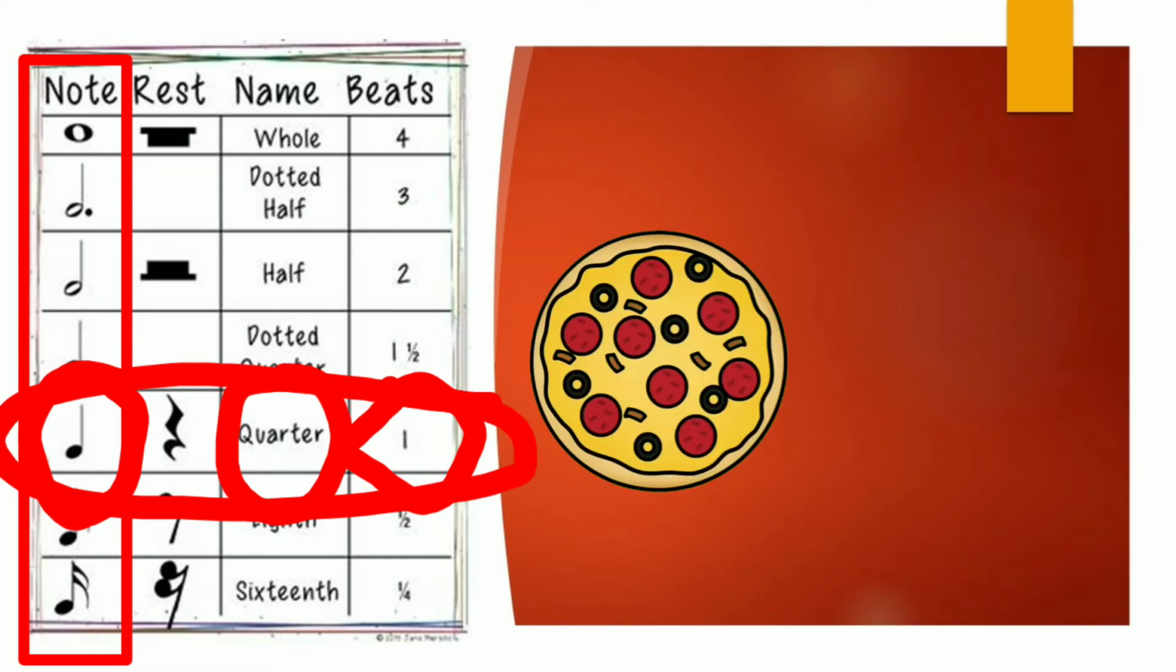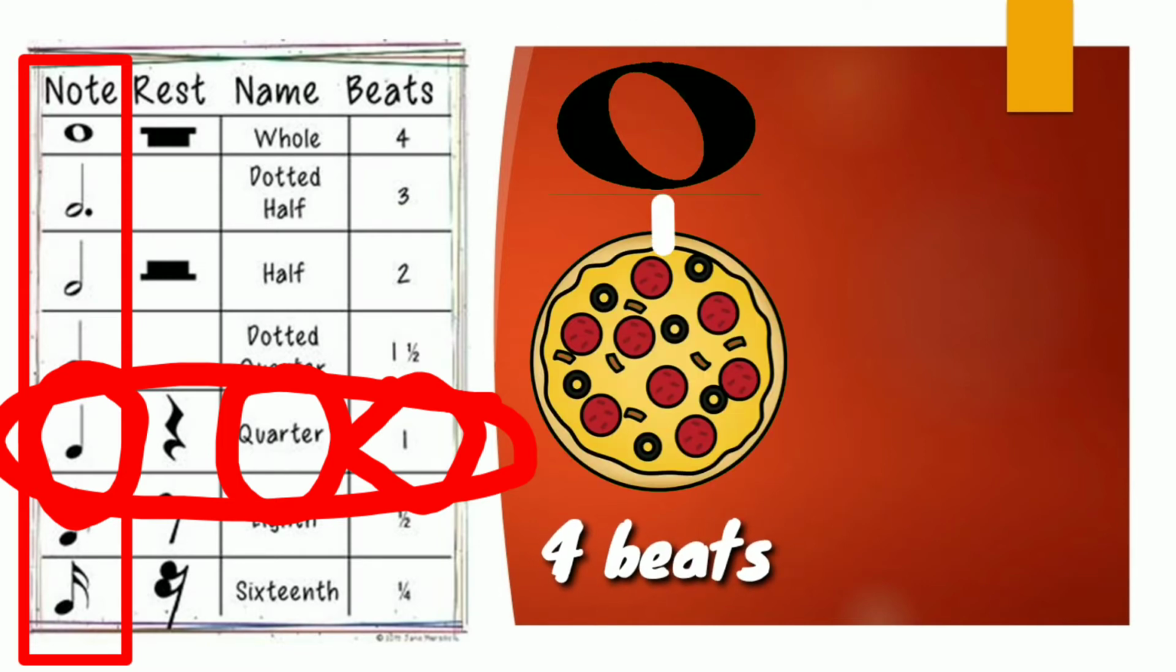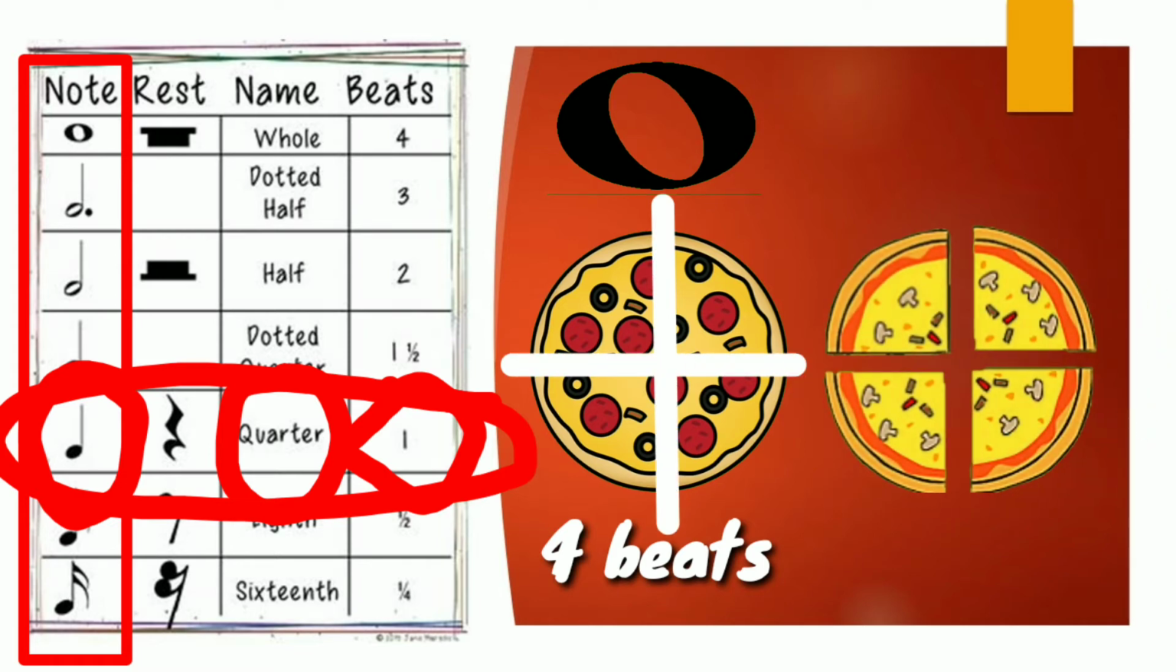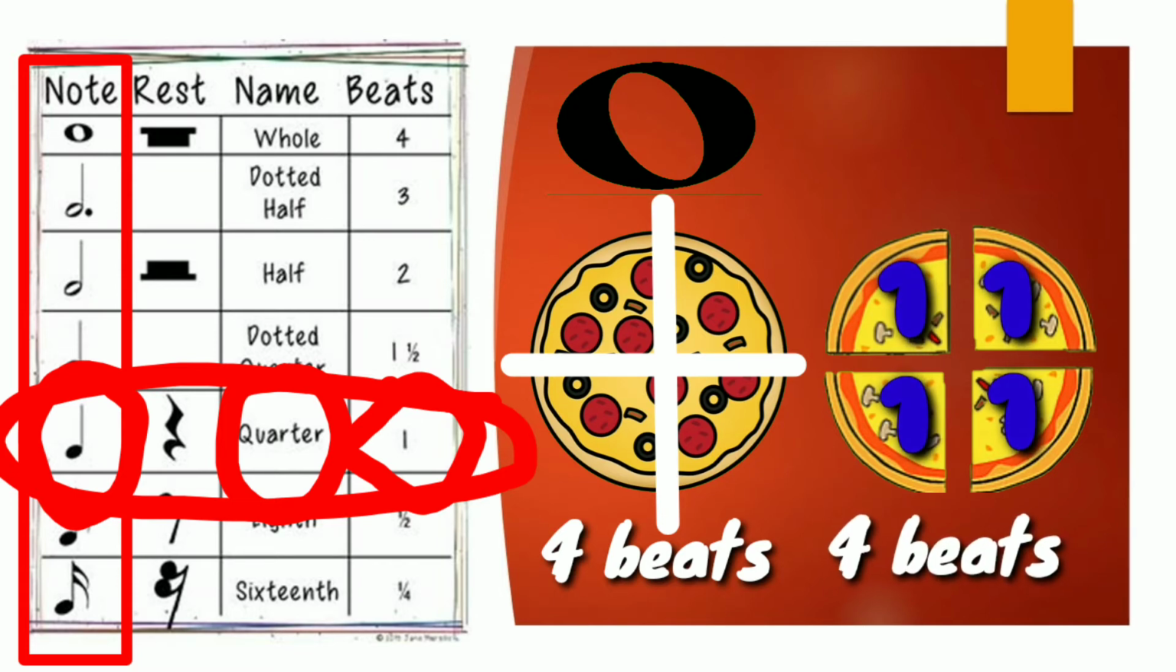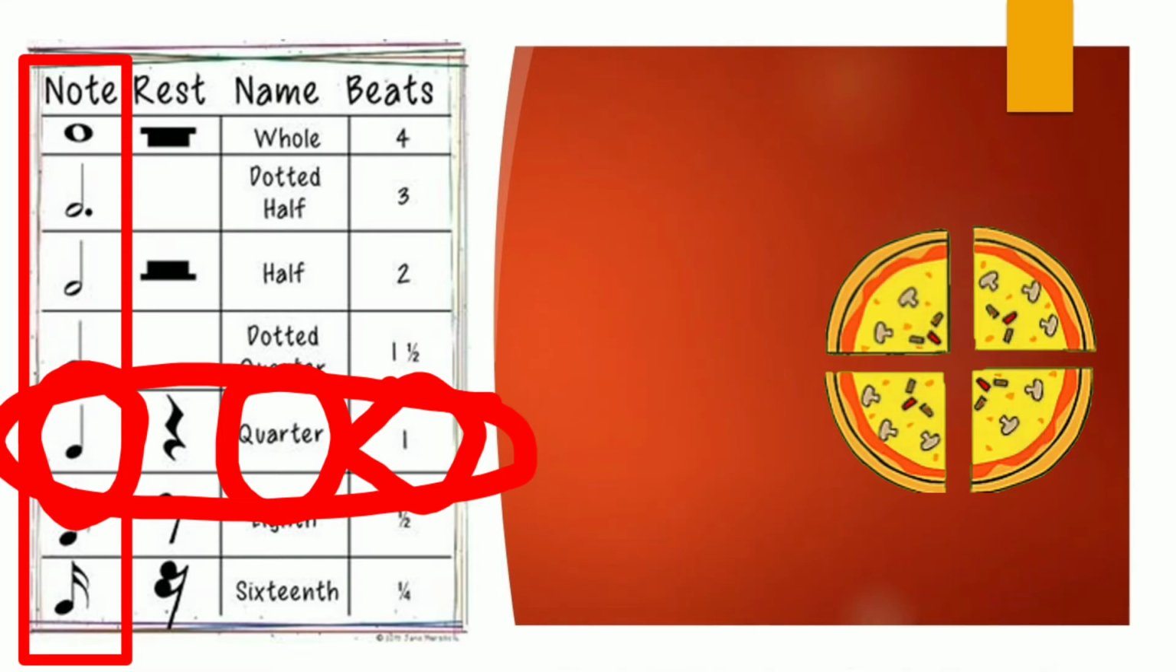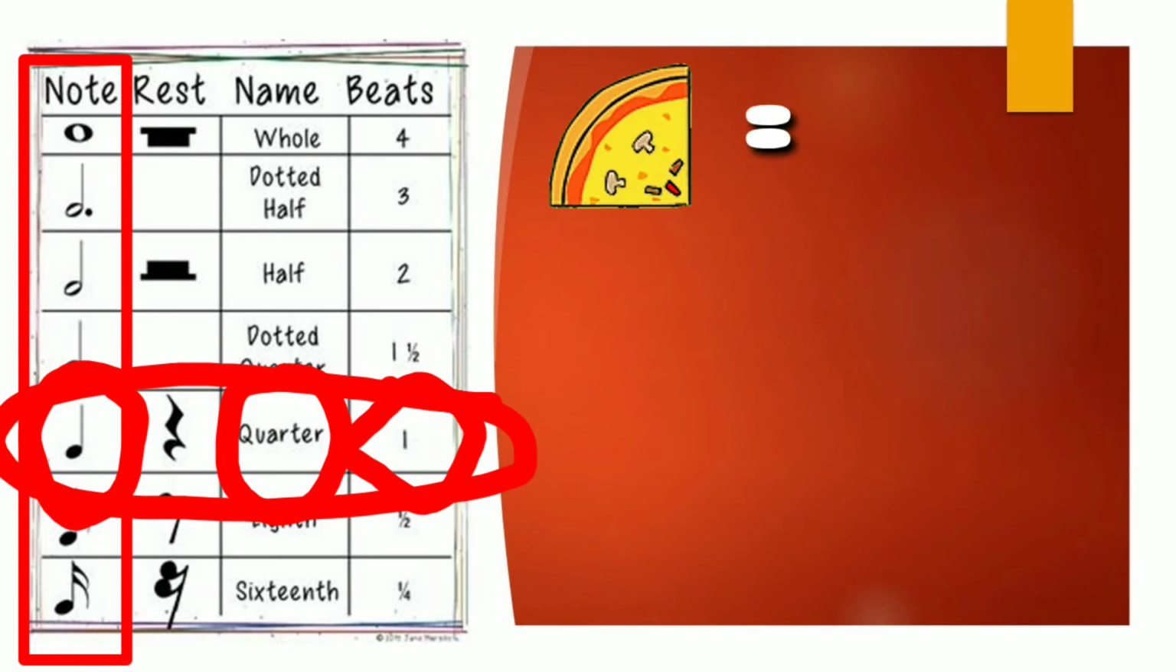Remember that pizza representing the whole note, which has 4 beats? If you cut that pizza into 4 equal parts, it's gonna look like this. Each slice receives 1 beat. Just to check, 1 beat multiplied by 4 slices equals 4 beats. Now let's take one of the 4 slices, which is 1/4, which we can also call a quarter.